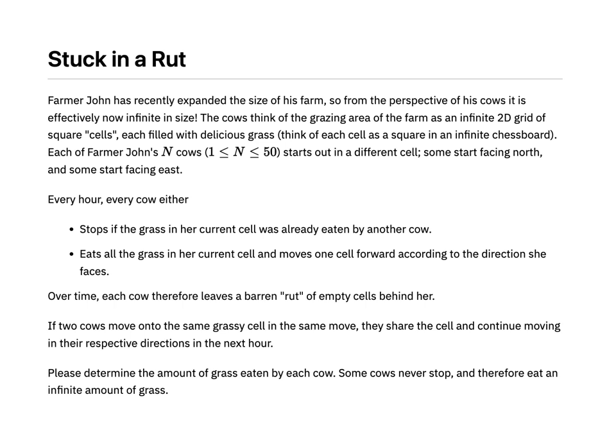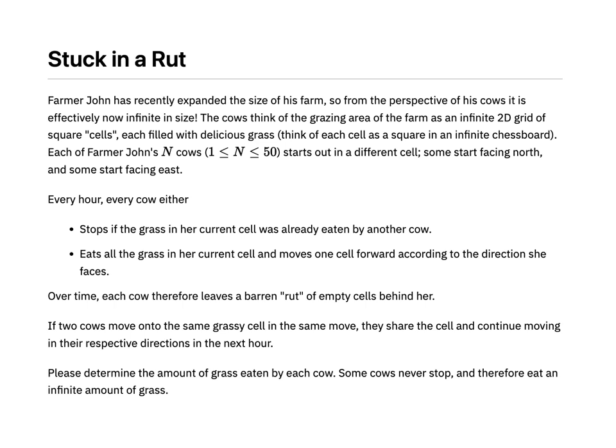Farmer John has recently expanded the size of his farm. So from the perspective of his cows, it is effectively now infinite in size. The cows think of the grazing area of the farm as an infinite 2D grid of square cells, each filled with delicious grass. Think of each cell as a square in an infinite chessboard. Each of Farmer John's n cows, where n is from 1 to 50, starts out in a different cell. Some start facing north and some start facing east.